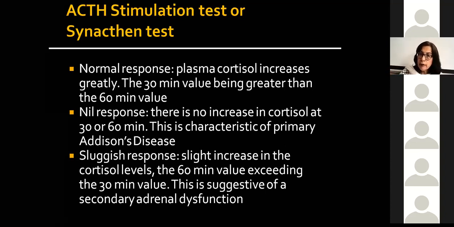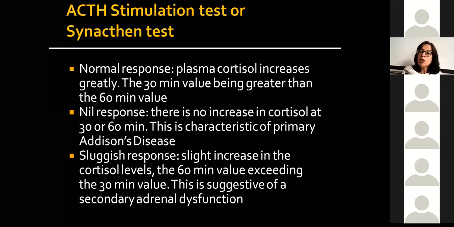Then there is a nil response. That means even if you give the ACTH, there is not much increase in cortisol. So this is characteristic of primary Addison's disease. Why? Because the gland is unresponsive. However much ACTH you give, the gland will not work because it's dead, dying, injured, it's not working. When the gland is not working, however much ACTH you give, there will be no response. Right? This is a nil response. That is an indication of primary Addison's disease.